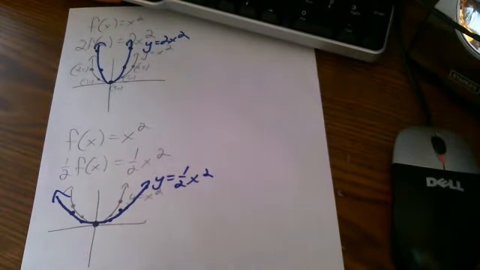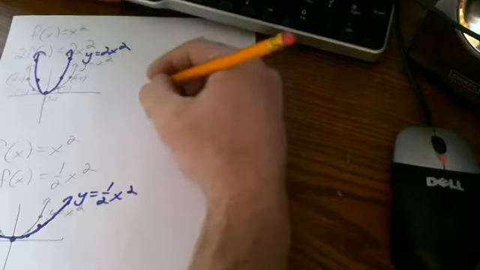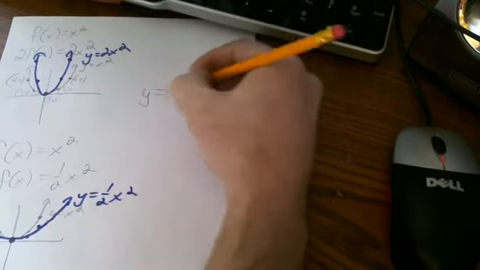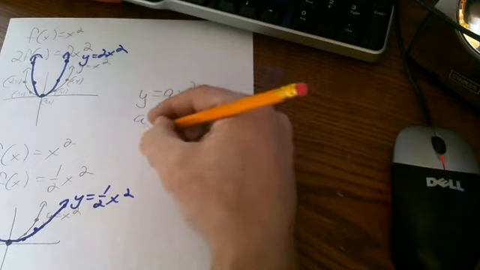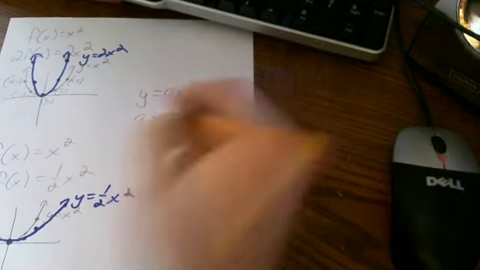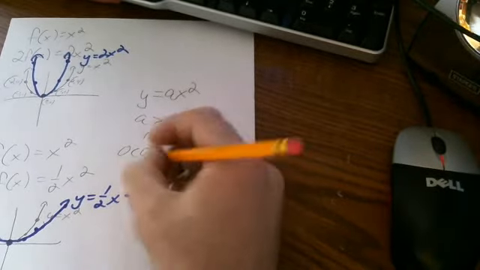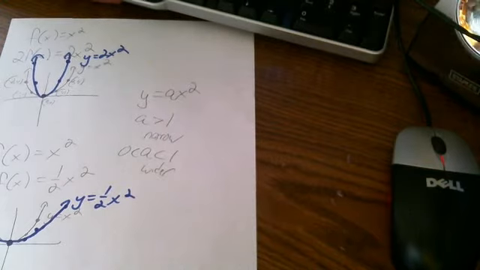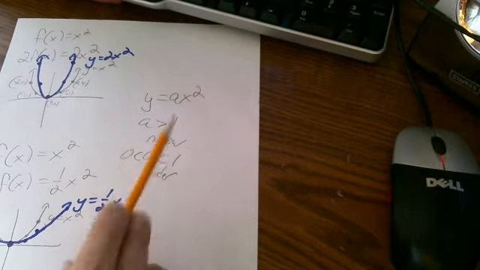So to summarize dilations, for any function y equals a x squared, if a is greater than 1, it makes the graph more narrow. If a is between 0 and 1, it makes the graph wider. Now notice how it didn't include negatives, because then it would be a reflection.